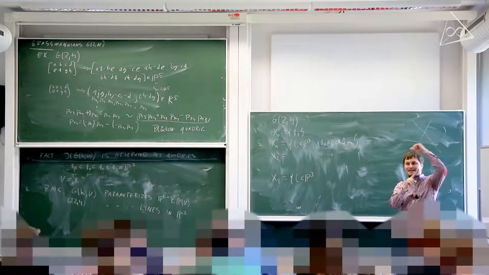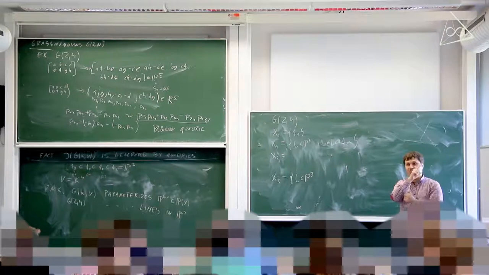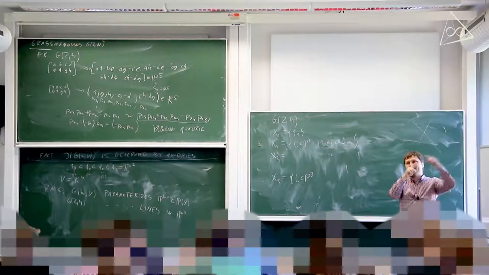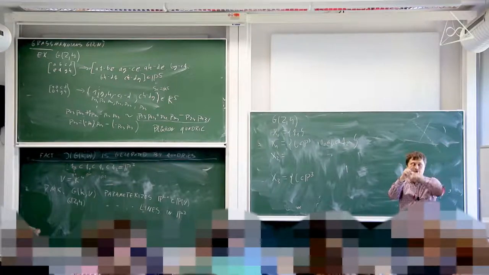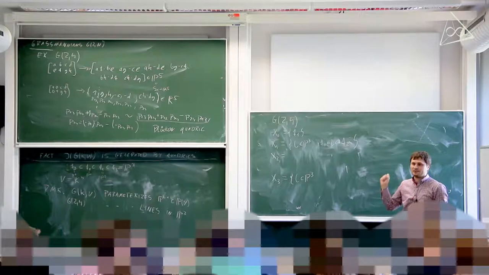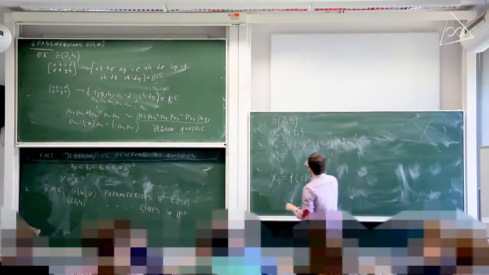Well, we have to choose another point in P3. Yeah, and this uniquely characterizes a line. But then every line is counted one-dimensionally many times, because any point on that line will give the same line. So it's not true that every point in P3 gives a different line. So this would be a two-dimensional family.